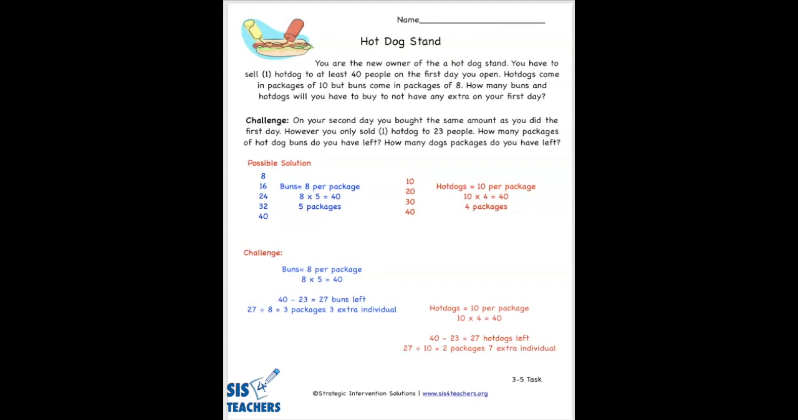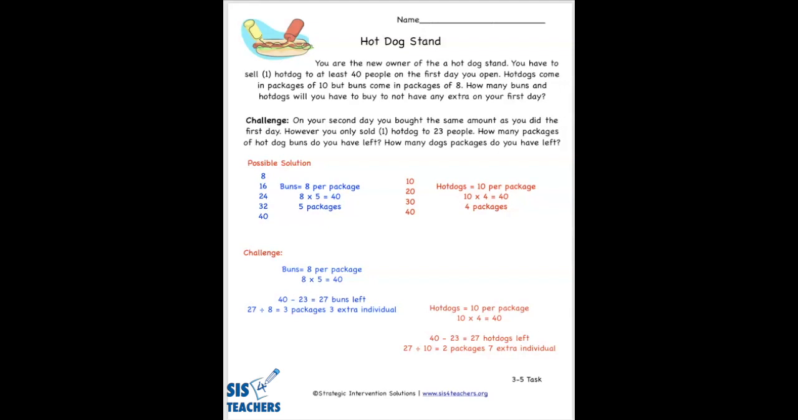I started simply skip counting by 8s to figure out how many packages of buns I would need to get to 40. So I did 8, 16, 24, 32, 40, and realized I needed to purchase 5 packages of 8 buns to get to 40 of them. Dogs are a little bit easier because they're sold in packages of 10. So 10, 20, 30, 40, simply I know I need to get 4 packages of 10 to give me the 40, which would give me 4 packages total. So I need to get 5 packages of buns and 4 packages of hot dogs in order to have an even number with no dogs and no buns left over.